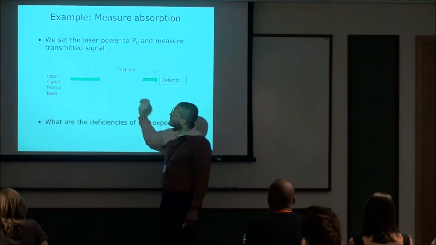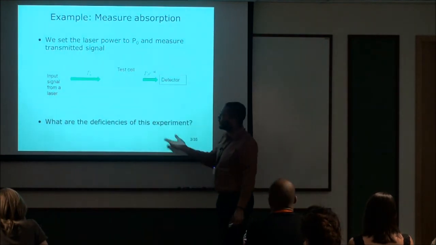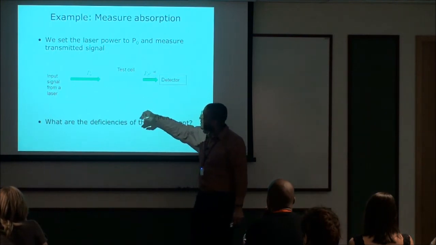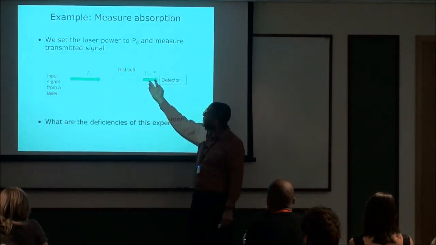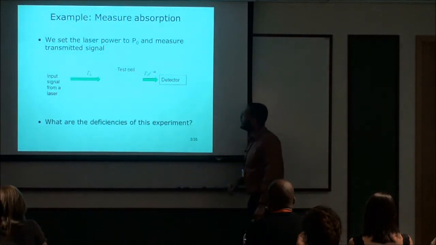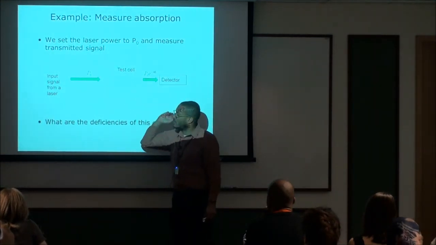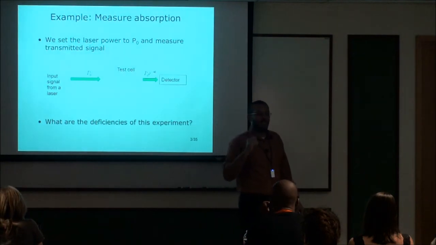And so the first initial idea that we have is, okay, we're just going to send a laser power P0. We're going to set that on the laser and then just measure on the detector P0 e to the minus alpha L. L is the length of the cell, alpha is the absorption in the cell. So what are the deficiencies in such a design?